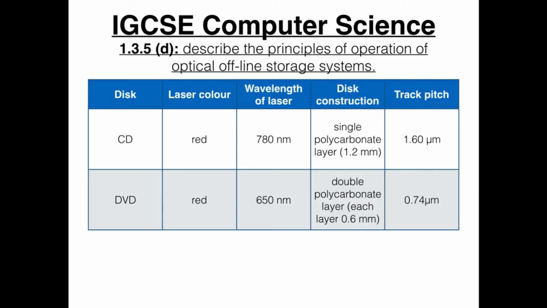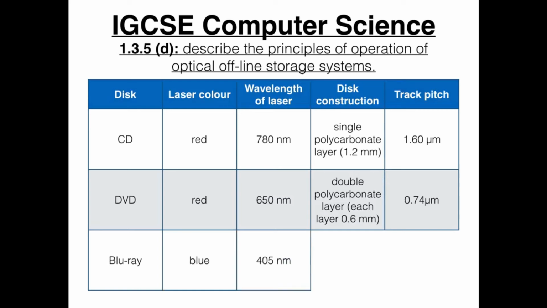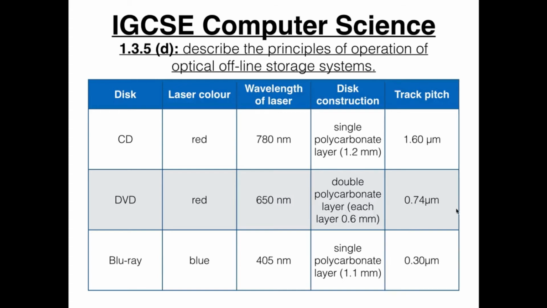And the track pitch is 0.74 micrometers. Blu-ray discs: laser color blue. Oh, it's totally different now. Wavelength is 405 nanometers. They use a single polycarbonate layer, 1.1 millimeters, which makes it a much thinner layer than these two. And the track pitch is 0.30 micrometers.